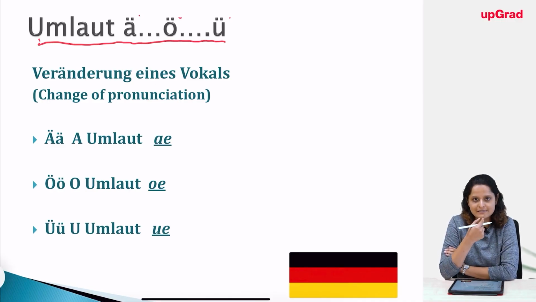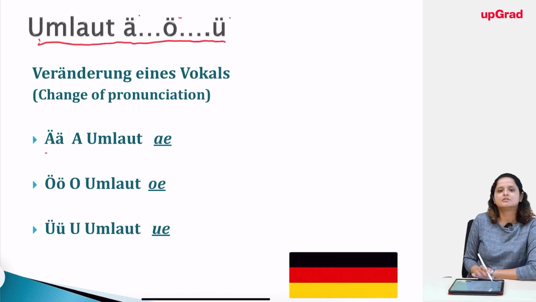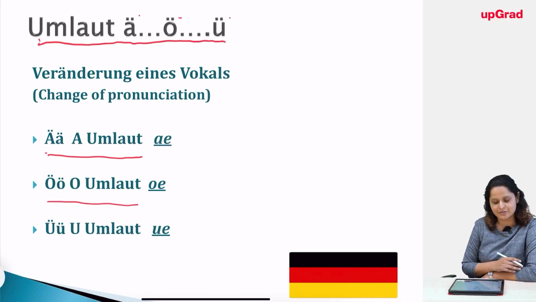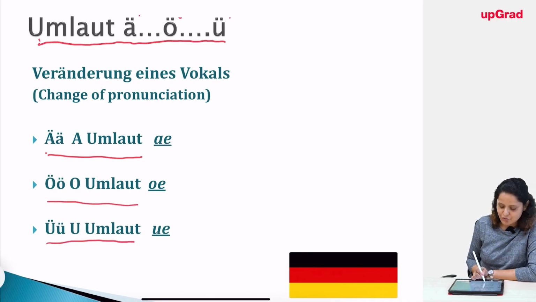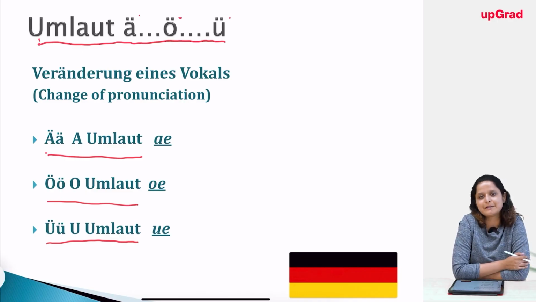So we have vowels and pronunciations. When you put two dots on A, O and U, the pronunciation changes a little bit. So let's take a look at the pronunciations. When there are two dots on A, it is called A umlaut. When there are two dots on O, it is called O umlaut. And when there are two dots on U, it is called U umlaut. Now the pronunciations of these umlauts can be a little bit tricky. I'll just repeat it once.